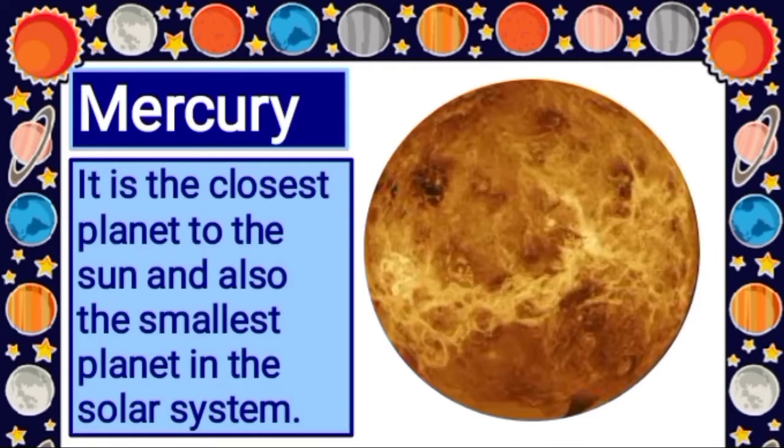And 88 days on Mercury makes a year, as it takes Mercury 88 days to orbit around the sun, means to revolve around the sun. Hence Mercury has the shortest year among all the other planets, and it can be seen with the naked eye, and no seasons exist on Mercury's surface.